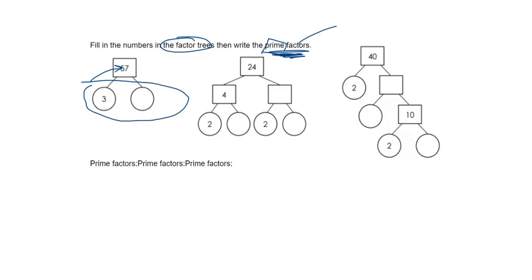Anyway, so 3 times something, this is the something, gives me 57. So that would be 19. So these are my prime factors. I can only divide 3 by 3 and 1, and I can only divide 19 by 19 and 1. Same thing here. So let's move on to this next one.